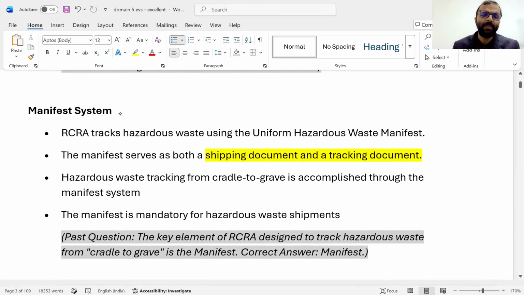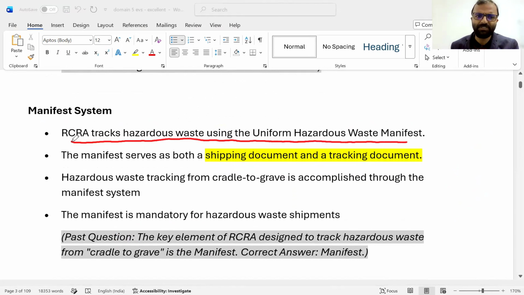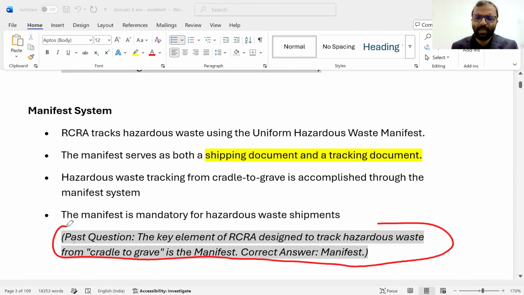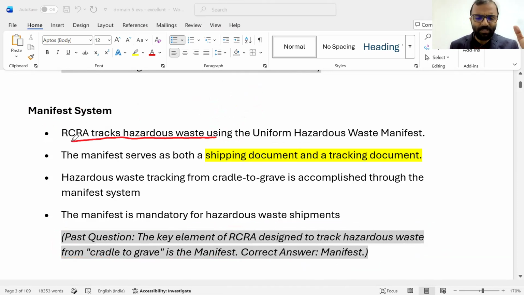Then the manifest system. See, under the manifest system, RCRA tracks hazardous waste using the uniform hazardous waste manifest. In this RCRA, the important concept is the manifest system. It is asked repeatedly in the questions. See the past questions. That is why I have integrated the past questions with the answer sheet, so that whenever you read, you will understand that yes, this question is very important. This topic is very important, so you should give more focus to it, and it will be useful for understanding and remembering the keywords.